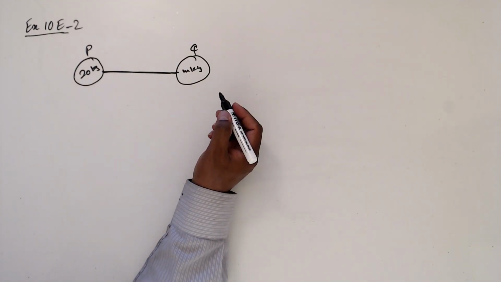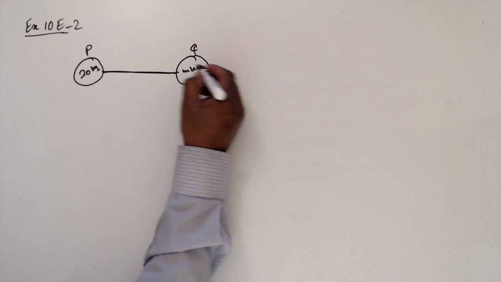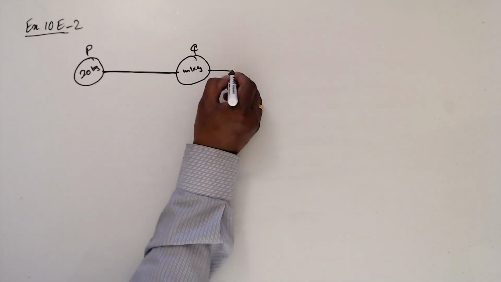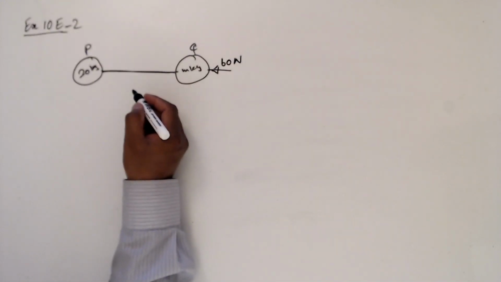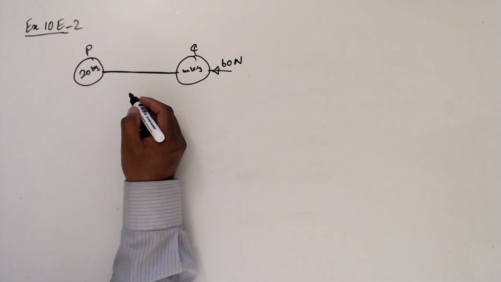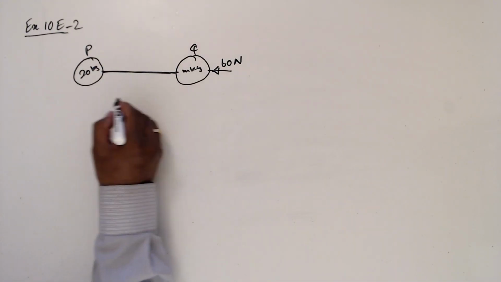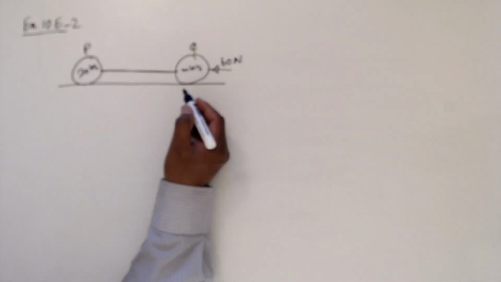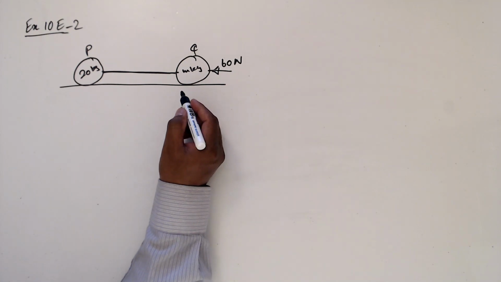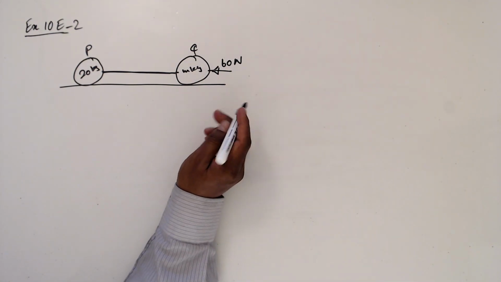And the horizontal force of 60 Newton is applied to Q in direction towards P. So this 60 Newton force is applied towards P, causing it to move with 2 m/s². So it is moving in this direction. This is on a smooth horizontal plane, so no friction force since it is smooth.